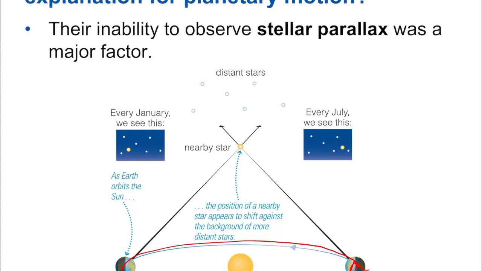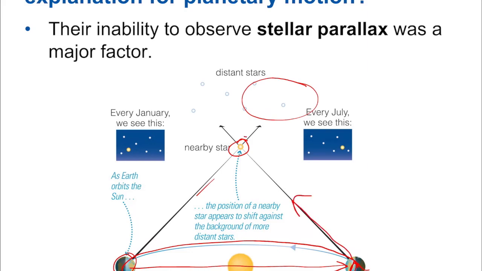If that's the case, then when the planet's over here and we look up at a nearby star, that star would appear to have certain stars behind it. But then, in January, a half orbit later, when we're 300 million kilometers away and we look towards that same nearby star, then it's going to have different stars behind it. That idea is called parallax.